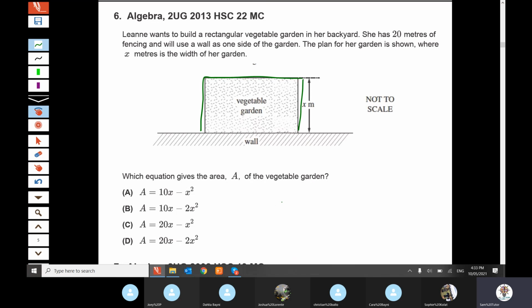Okay. To find area, let's talk about that first. Area equals what times what? Area equals L times B. L times B, base times height, whatever you would have said. So I'm going to use base times height. Now, we have the height, which is x.